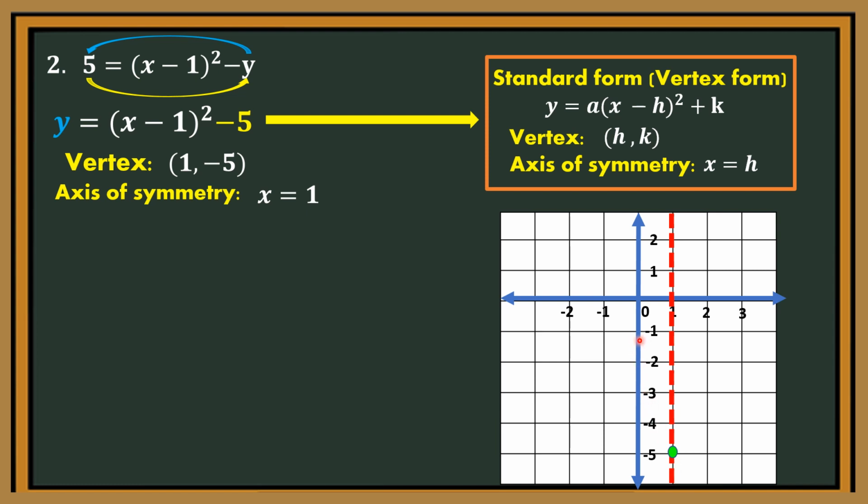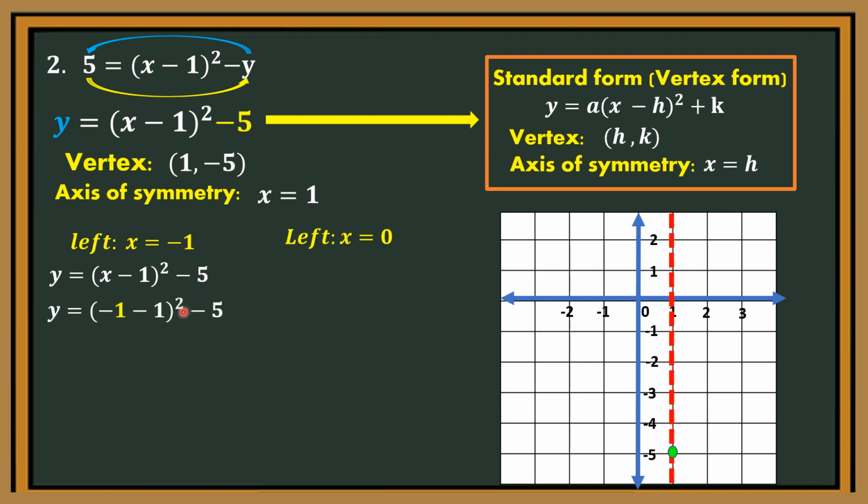Then, kuha tayo ng isang number sa left side o kaya number sa right side. So, kukuha lang ako ng number na nasa left side, that is negative 1. At 0 sa left side pa rin. So, pwede tayong kumuha kahit saang side. Then, let us use yung function y is equal to the quantity of x minus 1 quantity squared minus 5.